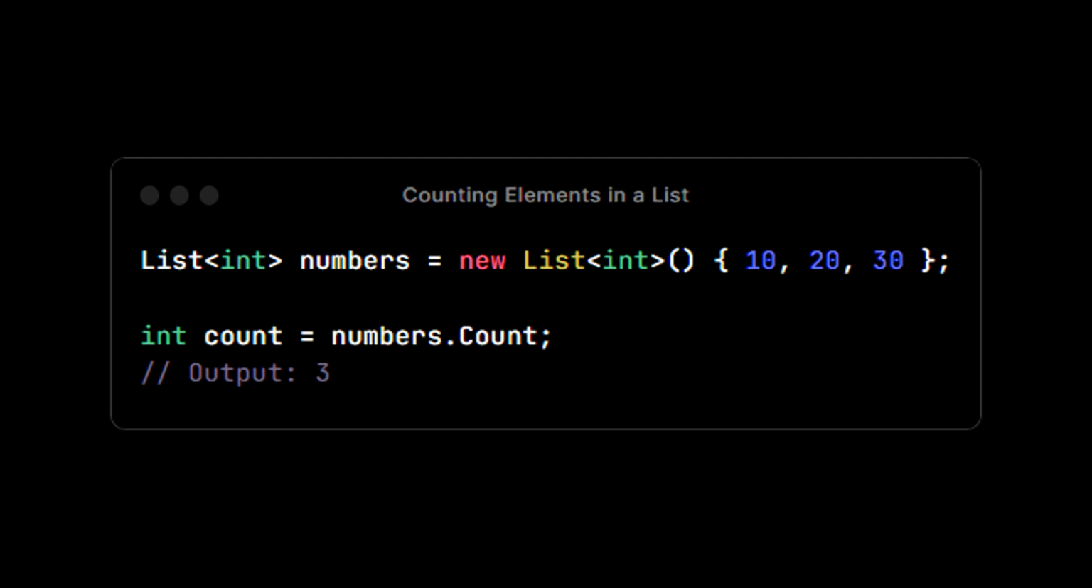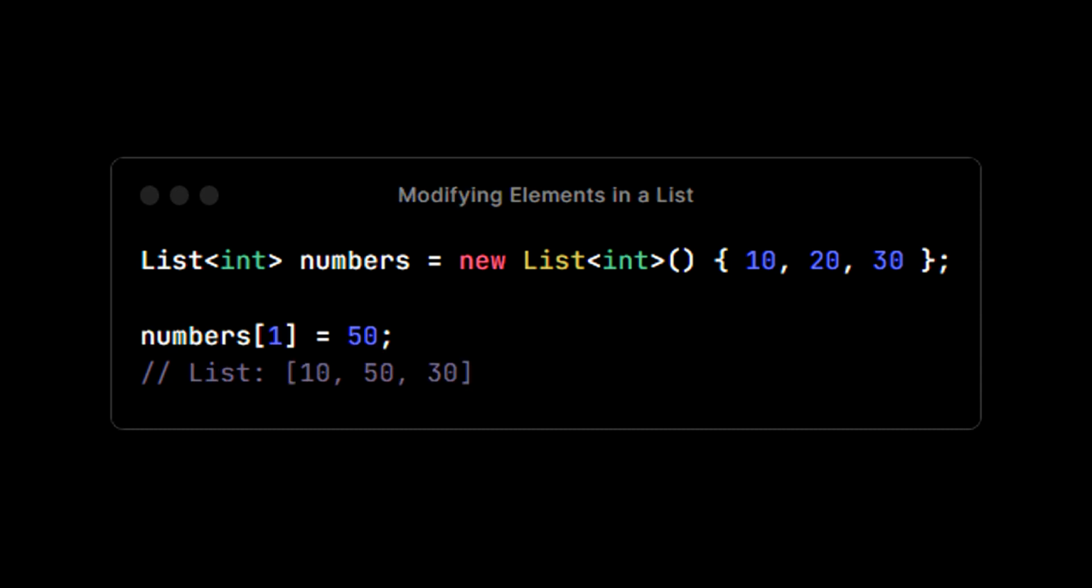Counting elements in a list. To get the count of elements in a list, you can use the Count property. It returns the total number of elements in the list. Here's an example.